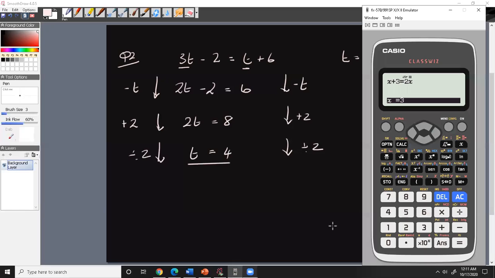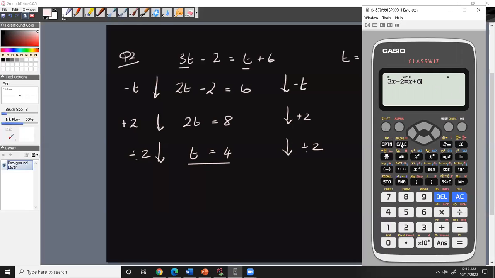Okay, show you again using the Casio calculator. So we're going to put in just the x value, although you could use any of these alphabetical letters here in red, but we'll continue to use x. So 3x minus 2 is equal to x plus 6. Oops, so something's gone wrong there. So 3x minus 2 is equal to x plus 6.